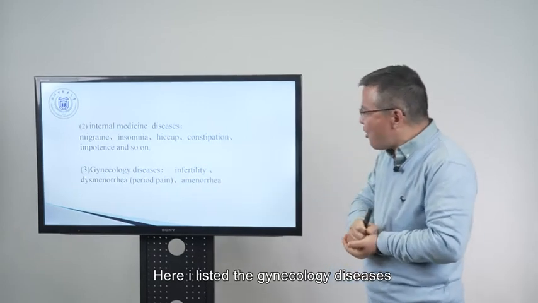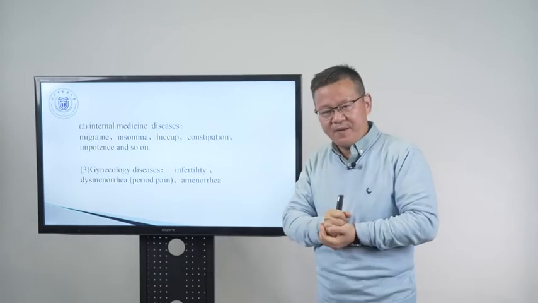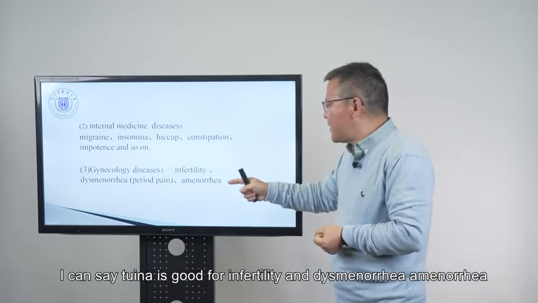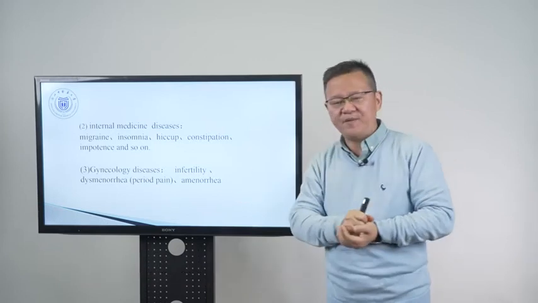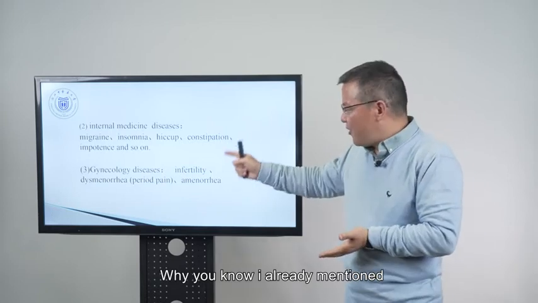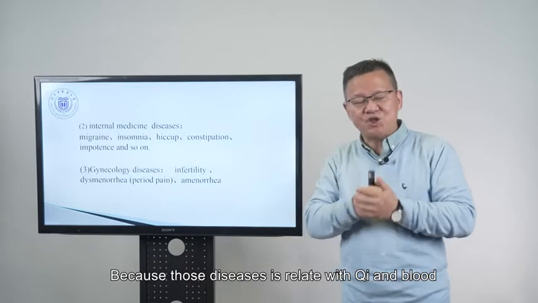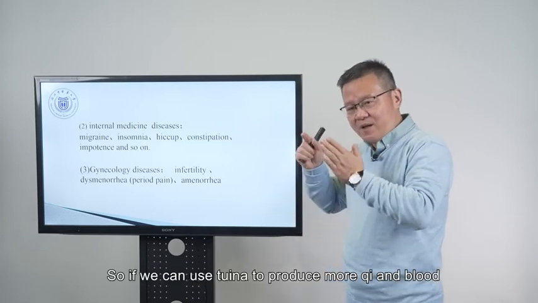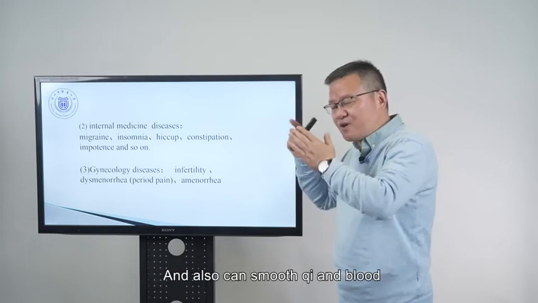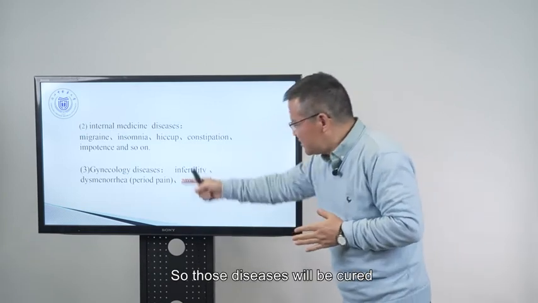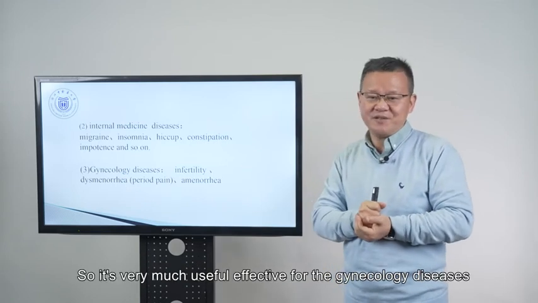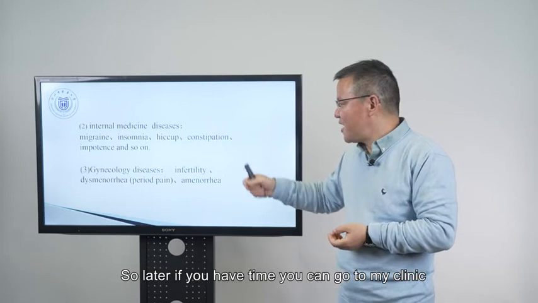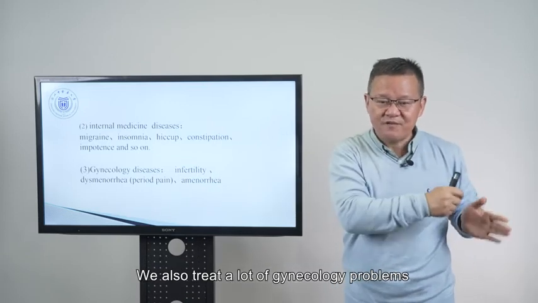Here I list the gynecological diseases. Why do I list these diseases? Because from my experience and practice, I can say Tuina is good for infertility, dysmenorrhea and amenorrhea. Why? As I already mentioned, those diseases are related to qi and blood, and gynecological diseases also connect with qi and blood. So if we use Tuina, we can produce more qi and blood, and also smooth the qi and blood. So these diseases will be cured. It's very useful and effective for gynecological diseases. Later, if you have time, you can go to my clinic. We also treat a lot of gynecological problems.